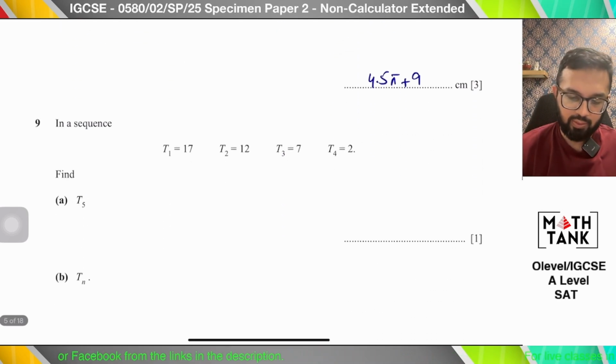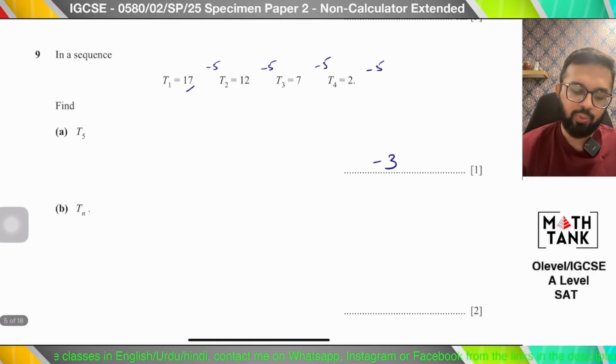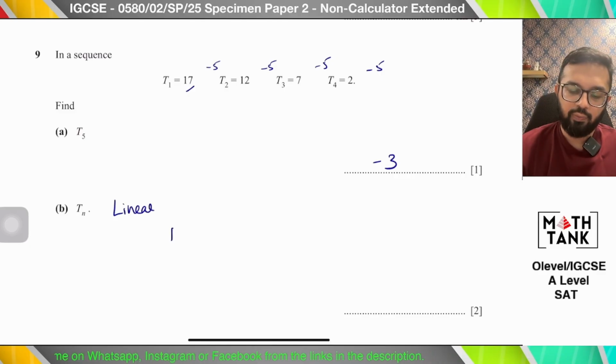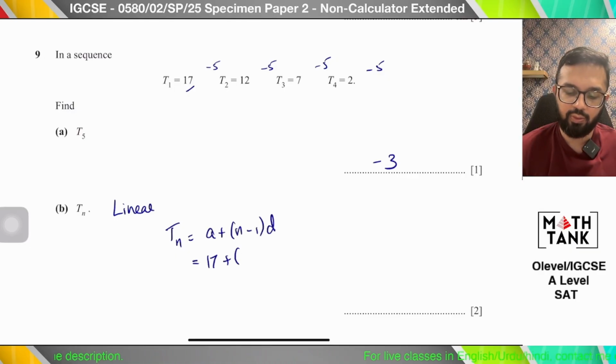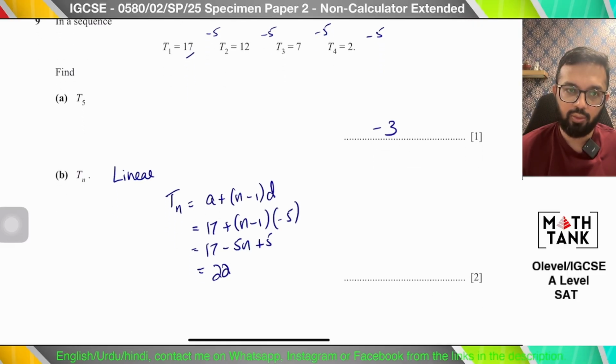It says in a sequence, find T5. Let's see what's happening in the sequence. That was a -5. That was another -5. That was another -5. Another -5 should give me -3. This is what we call a linear or an arithmetic sequence, and the formula for the nth term is given by a plus n minus 1 times d. So a is the first term, and d is the common difference. That's 22 minus 5n.